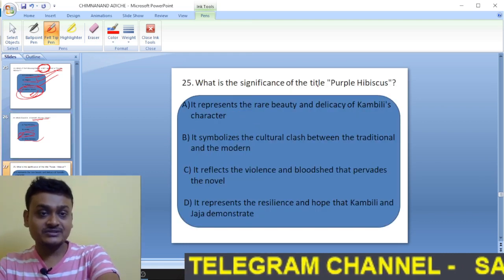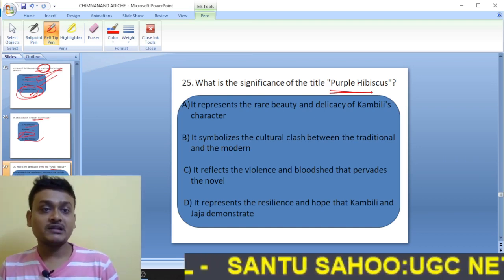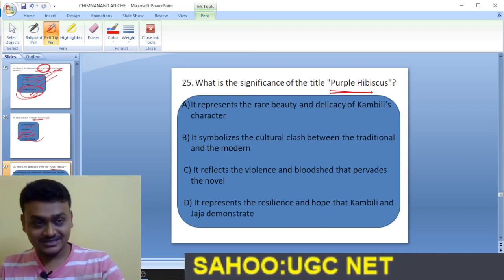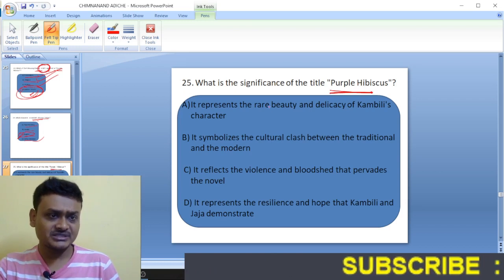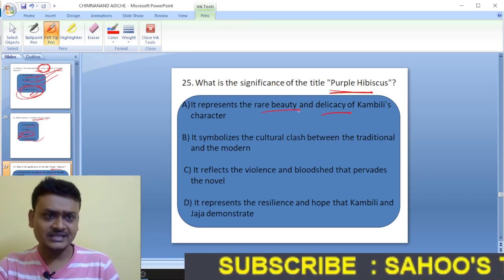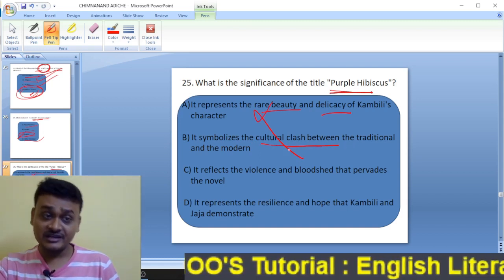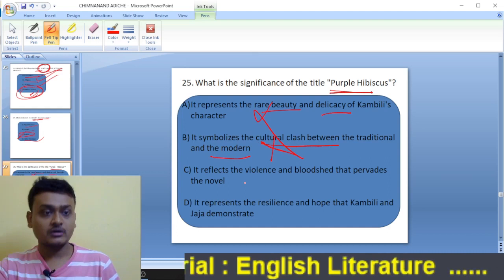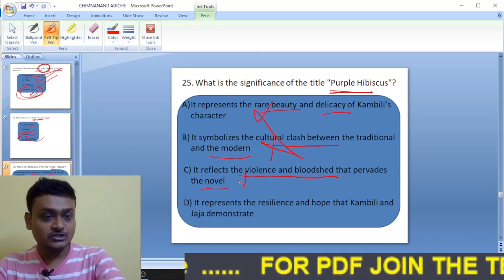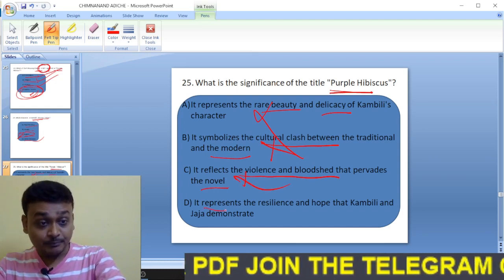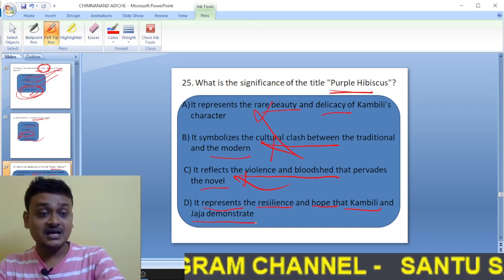What is the significance of the title Purple Hibiscus? You will have to say the significance of the title of the novel Purple Hibiscus. Now your options are: it represents the rare beauty and delicacy of Kambili's character. No, this is wrong. It symbolizes the cultural clash between the traditional and the modern. This is also wrong. It reflects the violence and the bloodshed that pervades the novel. This is also wrong. It represents the resilience and the hope that Kambili and Jaja demonstrate.